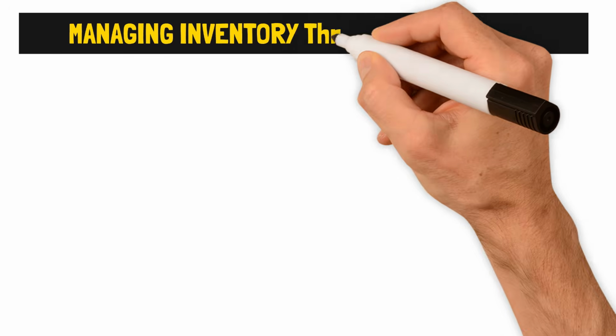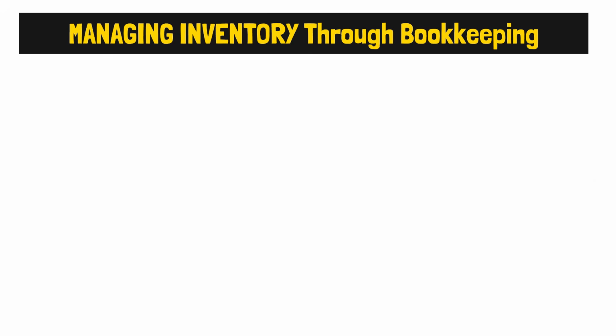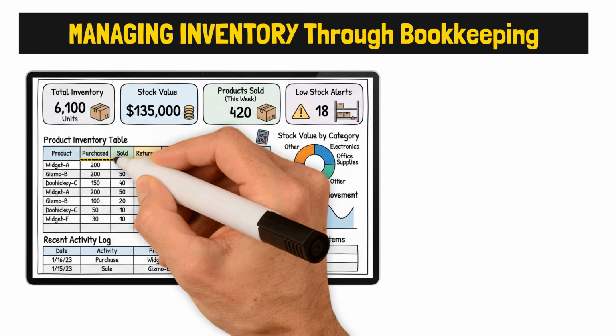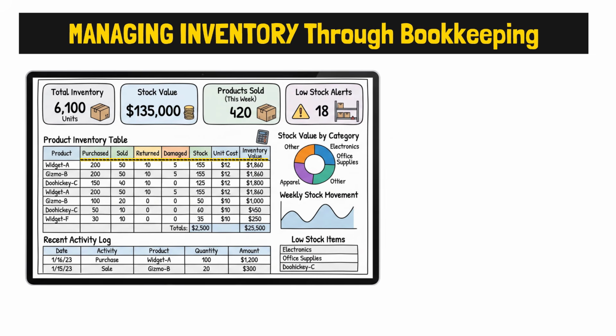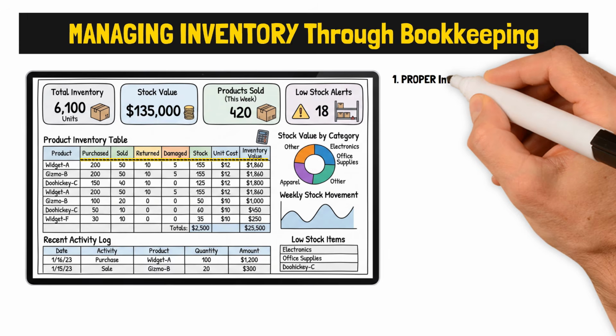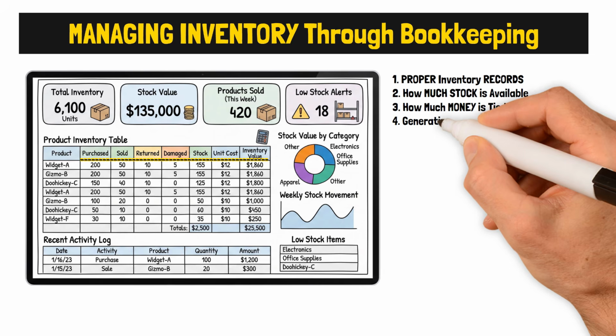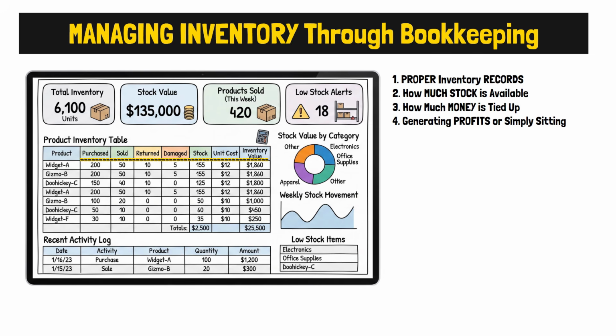Managing inventory through bookkeeping. Inventory is often one of the largest investments a business makes, which is why it must be tracked carefully through bookkeeping. Every product purchased, sold, returned, damaged, or discarded should be recorded accurately. Without proper inventory records, it becomes difficult to know how much stock is available, how much money is tied up in products, and whether inventory is generating profits or simply sitting on shelves.